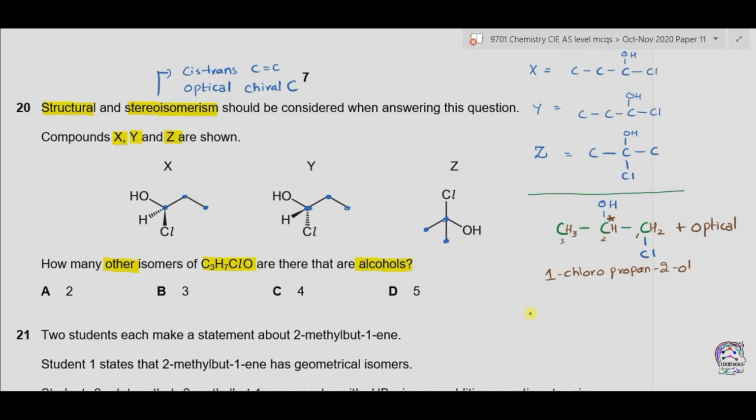Another possibility is that we have 3 carbons and OH is attached to the first carbon atom and Cl is attached to the third carbon atom. The rest are hydrogens. We have 2, 2 and 2 hydrogen atoms. As we can see, none of the carbons is chiral, so therefore there is no optical isomer for this compound. The name of this compound is 3-chloropropane 1-ol.